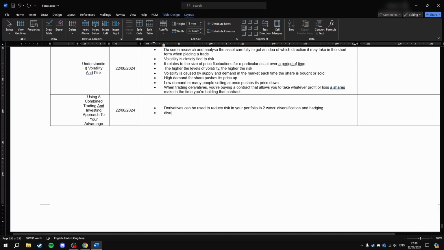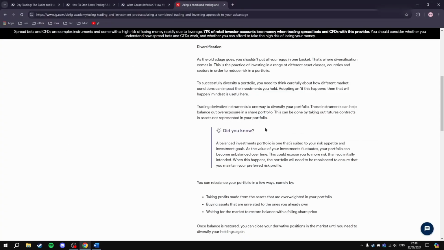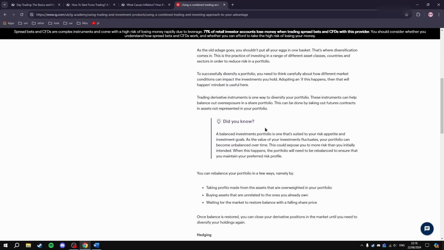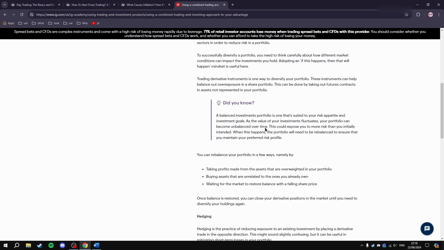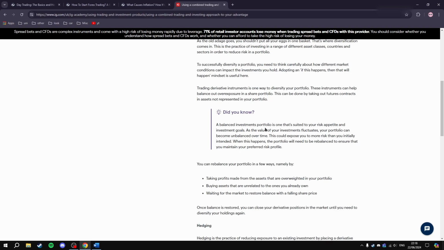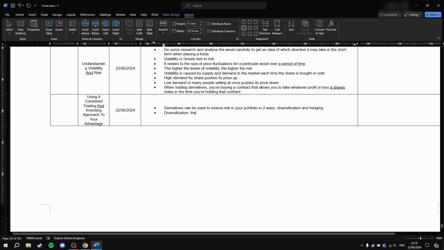Diversification. As the old adage goes, you shouldn't put all your eggs in one basket. That's where diversification comes in. This is the practice of investing in a range of different asset classes, countries, and sectors in order to reduce risk in a portfolio.